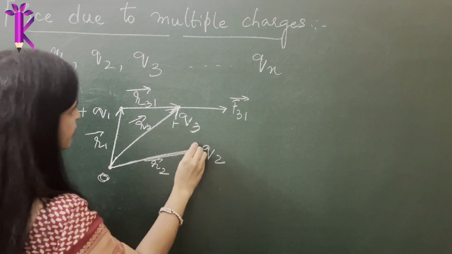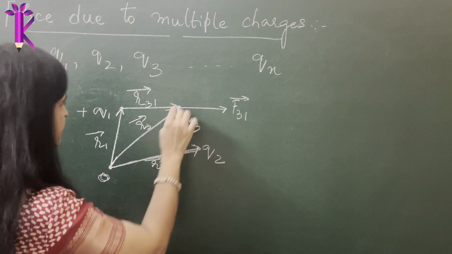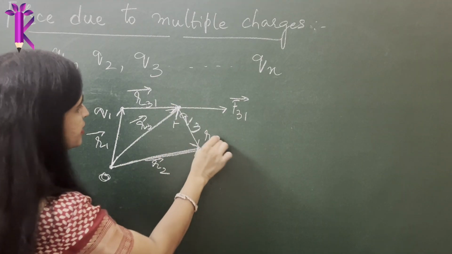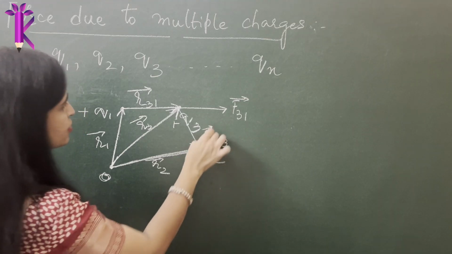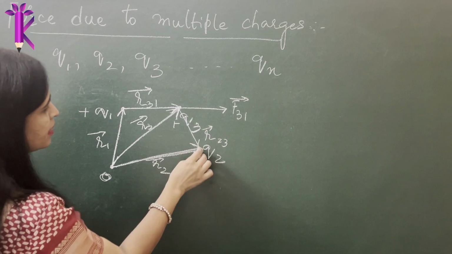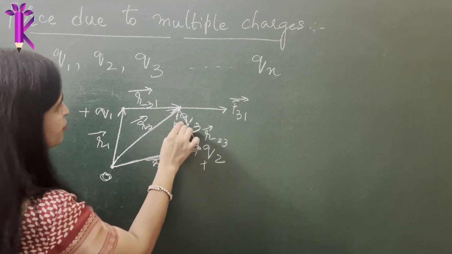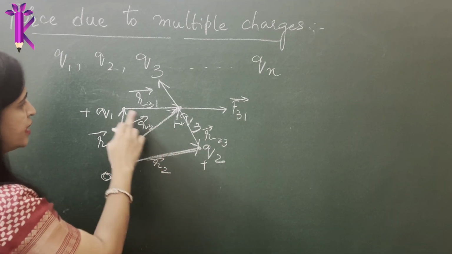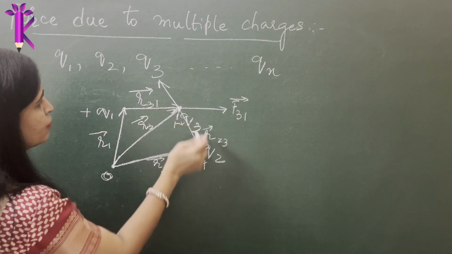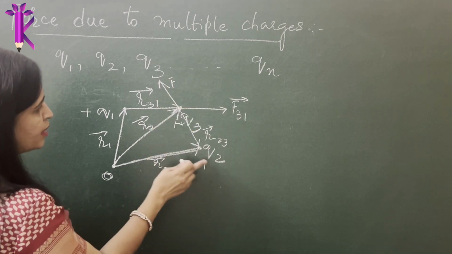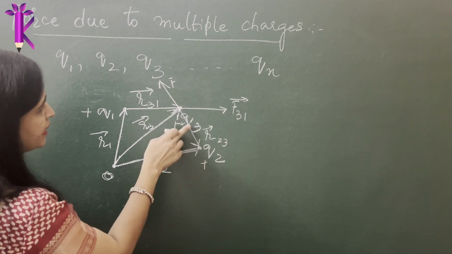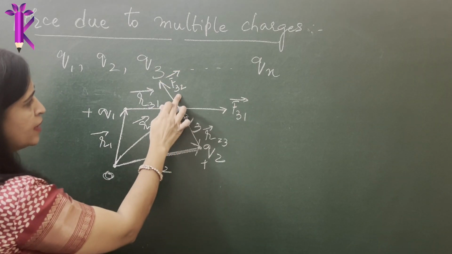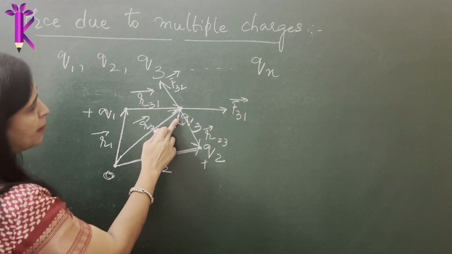Similarly, suppose this is Q2 and this is R3, right? This is acting on 2 due to 1. What will happen to the charge? This is positive. If this is also positive, it will act in the opposite direction. I am not taking into account Q3. What will you call the resultant of this force? It is acting on charge 3 due to 2, so it will be F32, right?